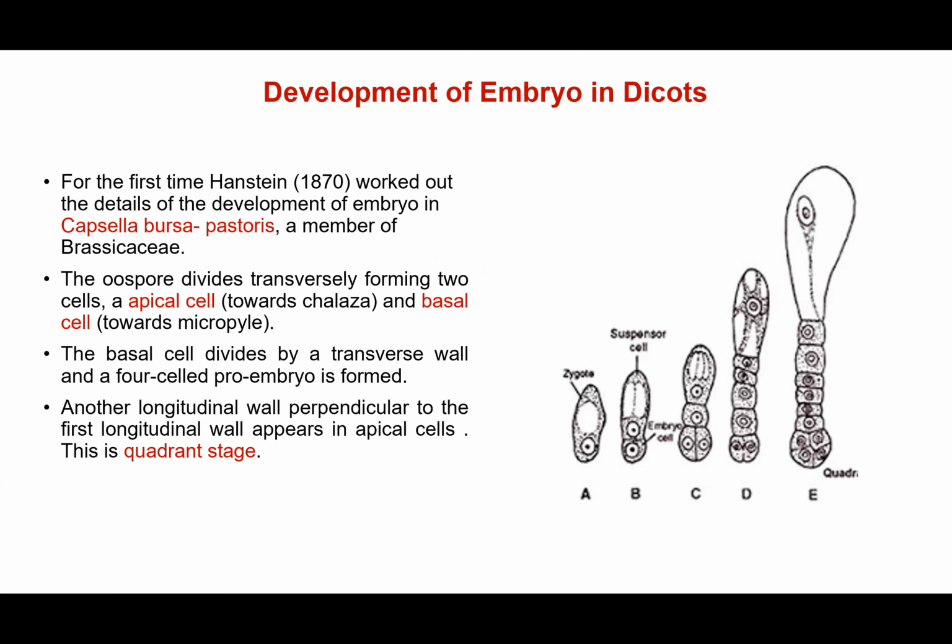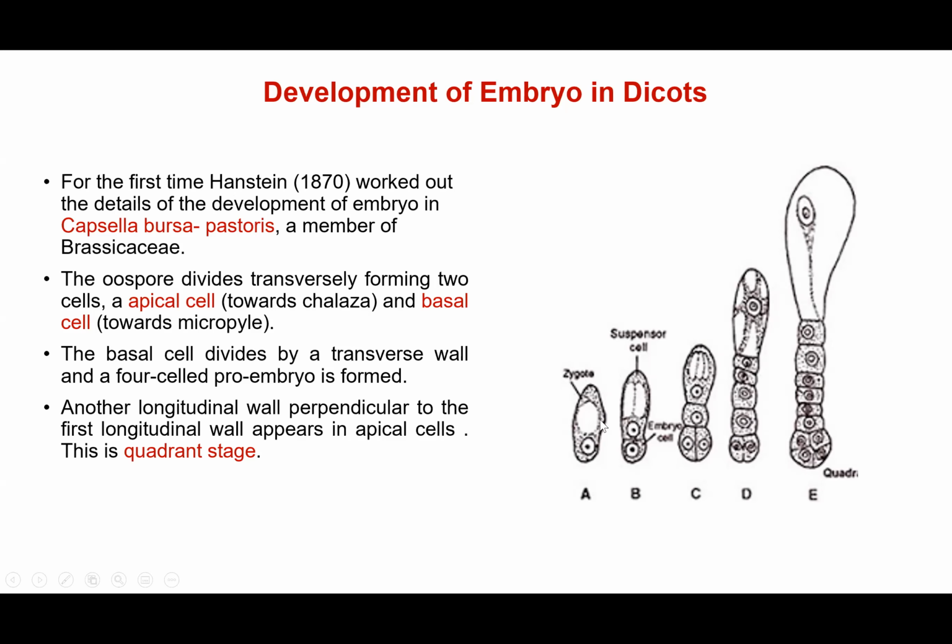The embryo development in dicots was studied in detail by a scientist, Hanstein, in the year 1870 in the plant Capsella bursa-pastoris, which belongs to the family Brassicaceae. Brassicaceae is the family which has cabbage, cauliflower, and plants like Arabidopsis. So Capsella bursa-pastoris was the plant in which Hanstein studied the embryo development of dicots.